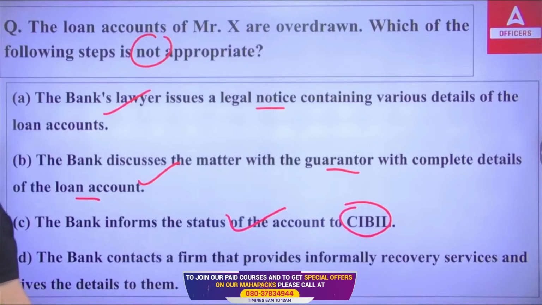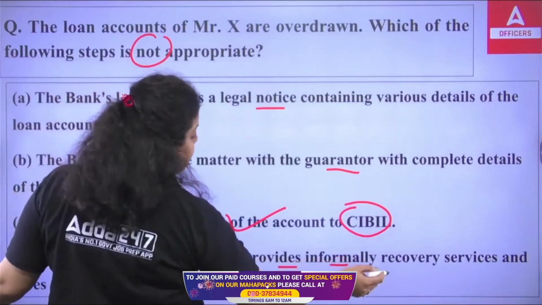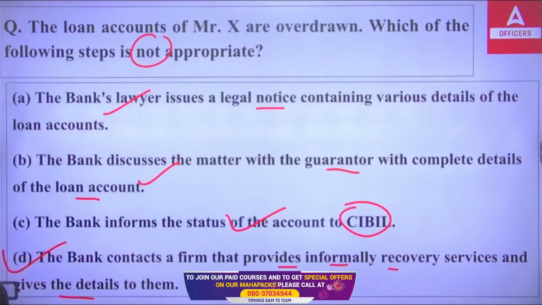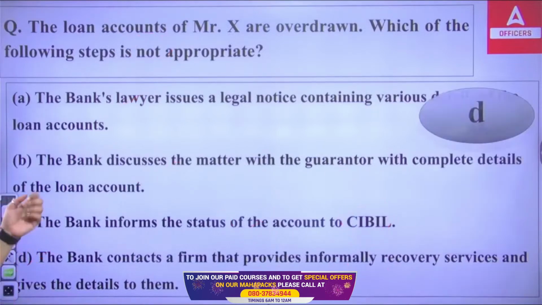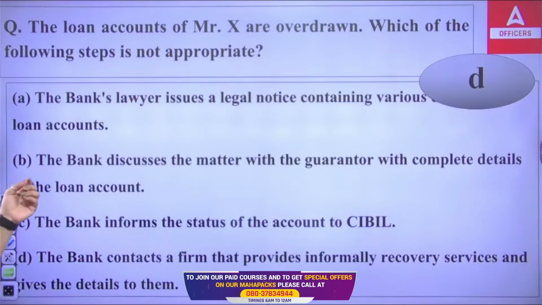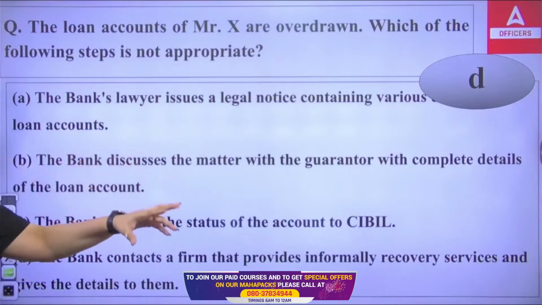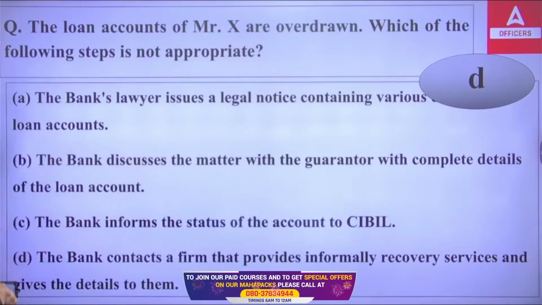The bank contacts a firm that provides informal recovery services and gives the details to them. This cannot be done. This is not a professional way to overcome this issue of overdrawn amount in the loan account. Okay, so the right answer will be option D. It is not an appropriate step that can be taken by the bank. You can't do that informally. You have to follow the formal rules, regulations, guidelines, and standard norms.